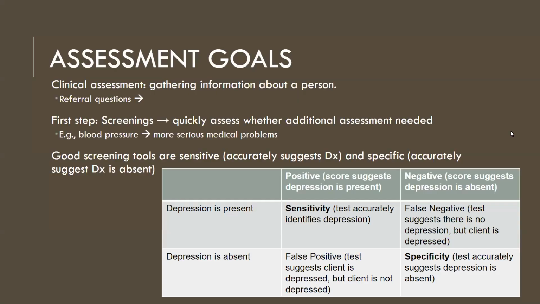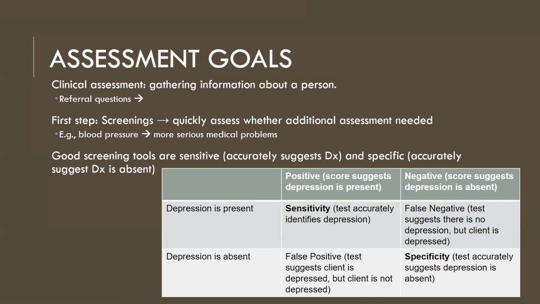So the goal of assessment, broadly speaking, is to, as I mentioned before, gather information about a person. Generally, the assessment process starts off with a series of referral questions, meaning that the individual themselves is coming in asking something like, do I have ADHD? Or is my grief normal, or do I have depression?